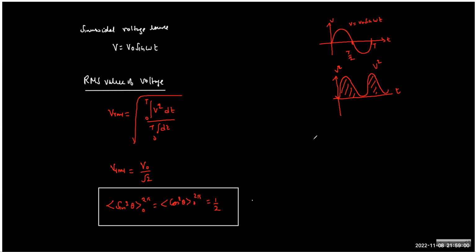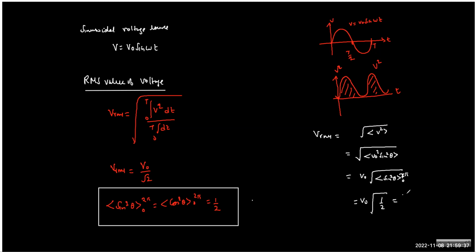So the shortcut way of writing the RMS is square, average, root. This is 0 to 2 pi. So instead of omega t, I'm writing theta. And we know this is 1 by 2. So the RMS value is 1 by root 2 times the maximum value. Only for sinusoidal, right?